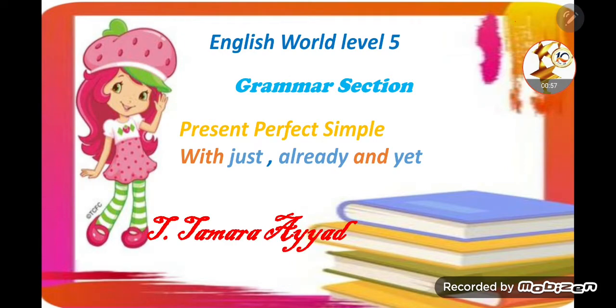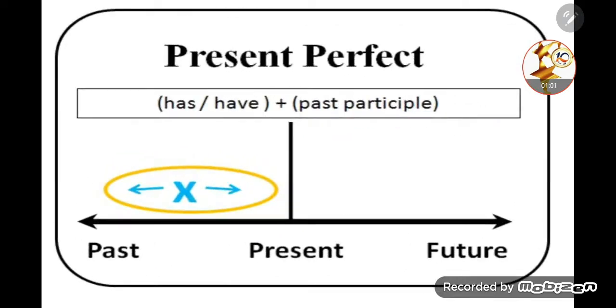Your teacher Tamara Ayad. Let's start our lesson for today. Look at this timeline. If you have seen, this is present perfect simple. And when we talk about present perfect simple, it means that the action started in the past and sometimes continues to the present. One of the uses of present perfect simple، واحد من استخدامات ال present perfect simple إنه ممكن الحدث يستمر لوين؟ يستمر لل present time.